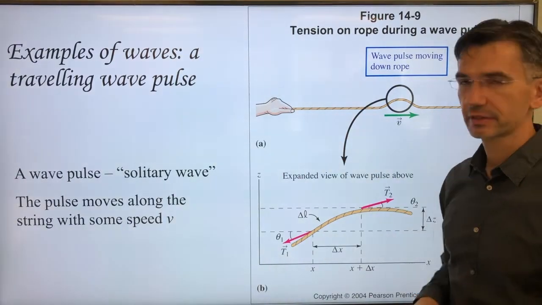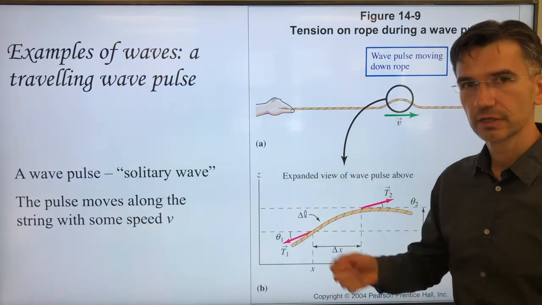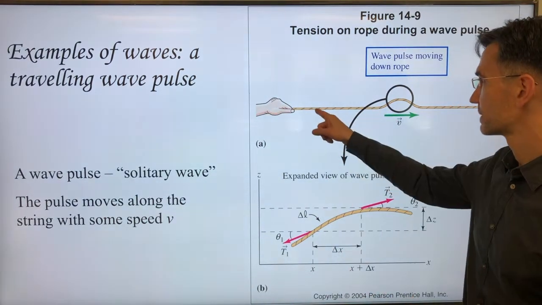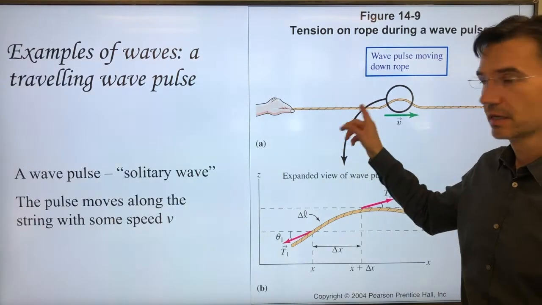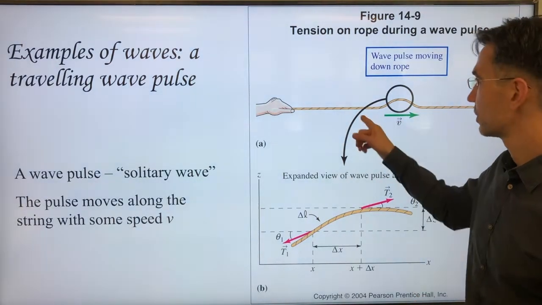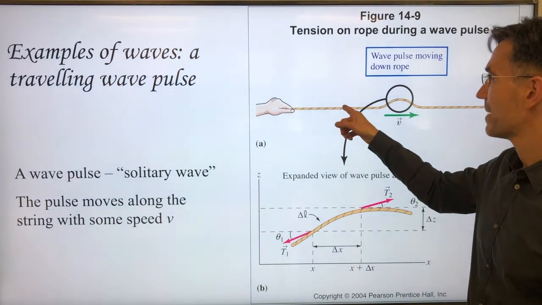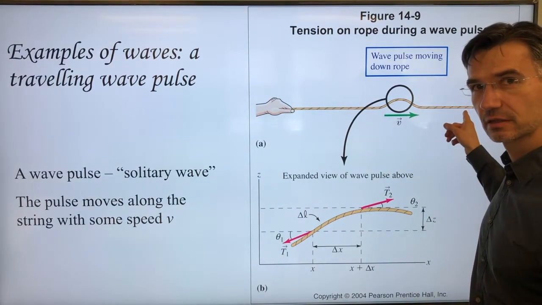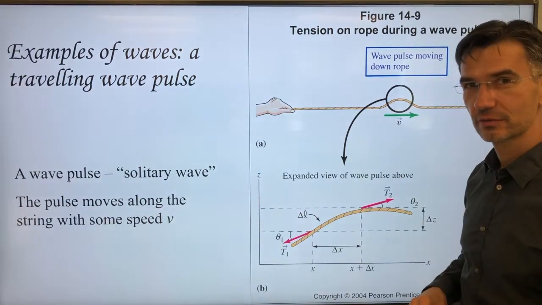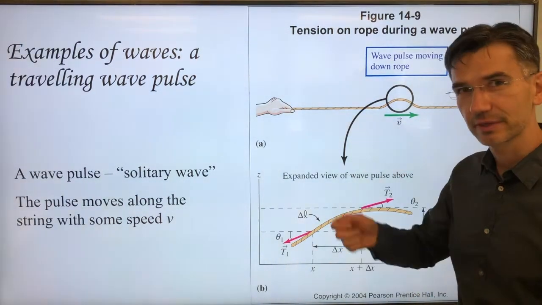So a pulse, or this is a solitary wave, it's a single propagation. By the way, you notice right away here that the rope itself does not move left and right. It's only the pulse that moves to the right here. So there's no matter being moved to the right along the rope here. There's only energy being moved to the right along the rope here. Only the propagation of the pulse.